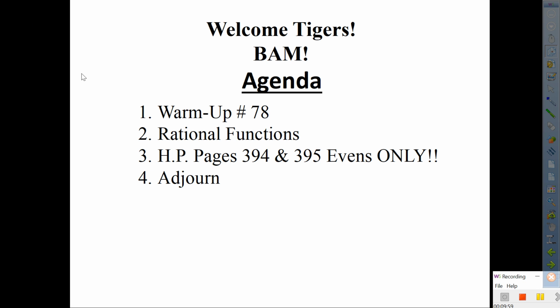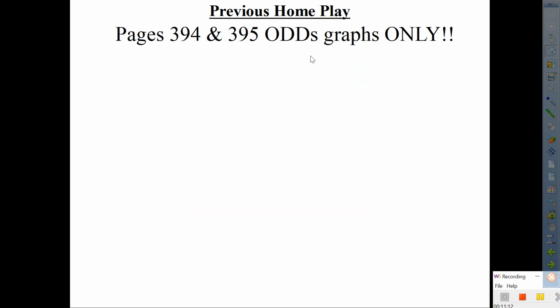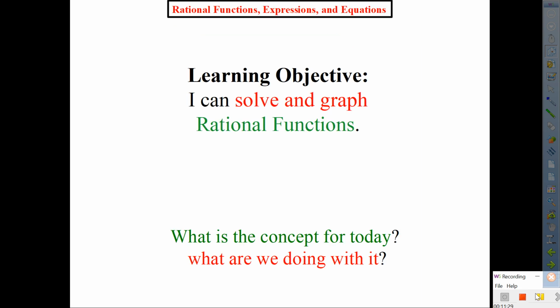So, with that said, we're showing warm-up number 78, rational functions. Once again, tonight is 394, 395 evens only. So, no asynchronous code because we're still on the same session. And last night's home plate were the odds, so get that in front of you. Take a picture, submit on Canvas. Do that right now. Also get a Cornell note. You do need a Frayer model. Get that up, please. And I'll give you some time to set that. Yeah. All right, here we go.